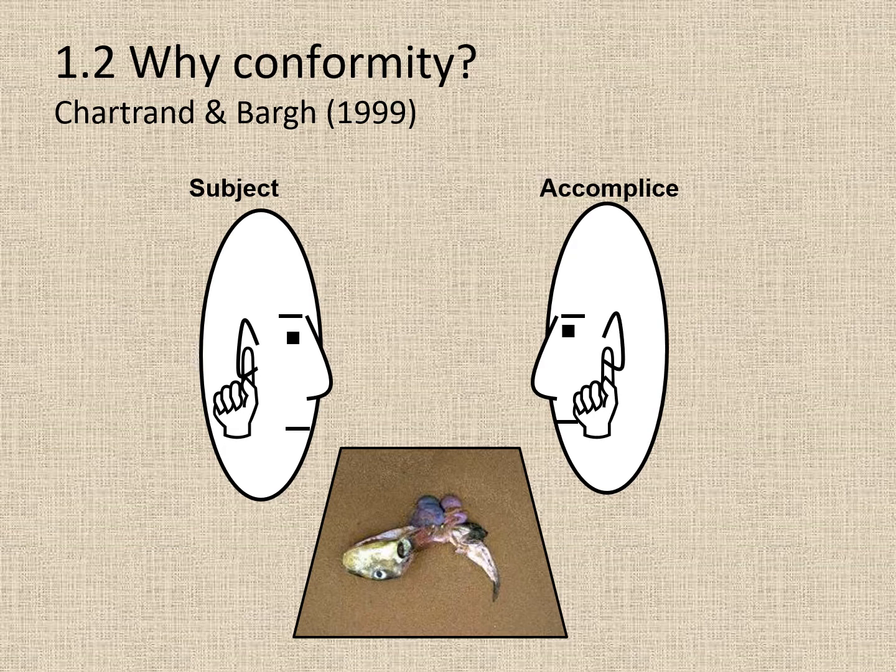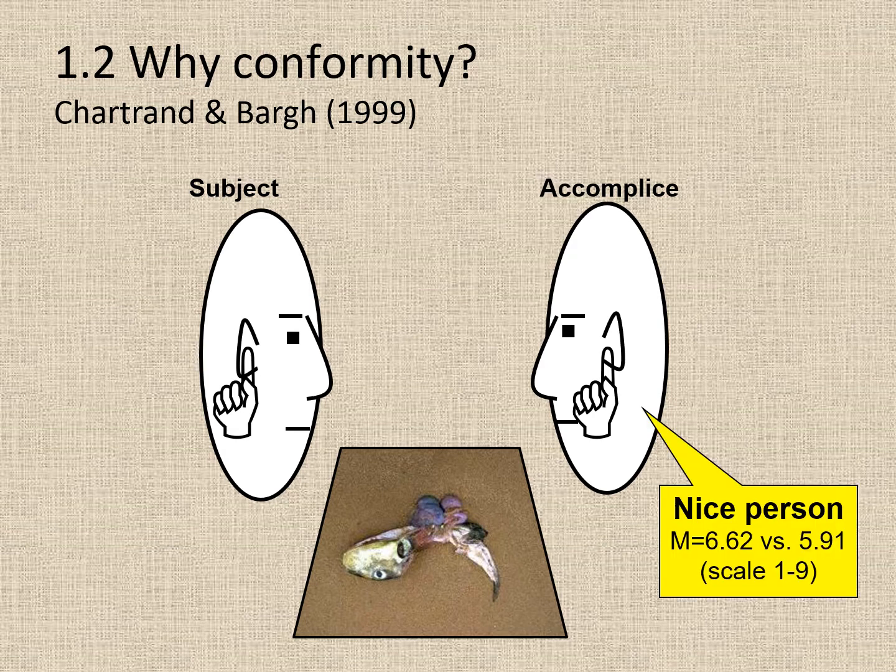And what can we see? They give a rating: how much do they like the accomplice? What we see is that the subjects give the accomplice a higher rating if the accomplice has been imitating them compared with if the accomplice has not been imitating them. So the accomplice is perceived as a nicer person if the subject has been imitated compared with a control situation. So imitation leads to liking, this indicates.